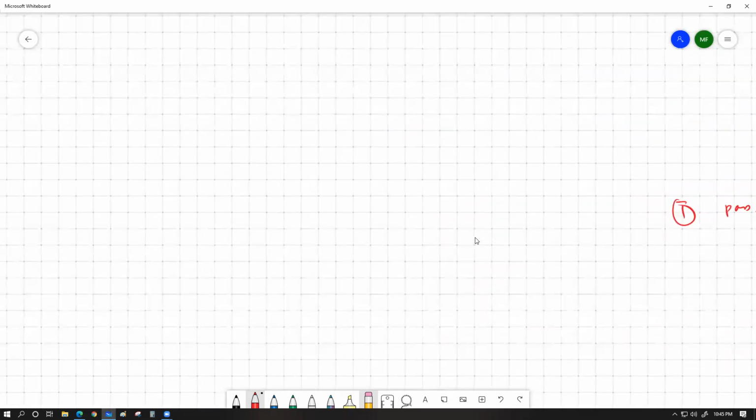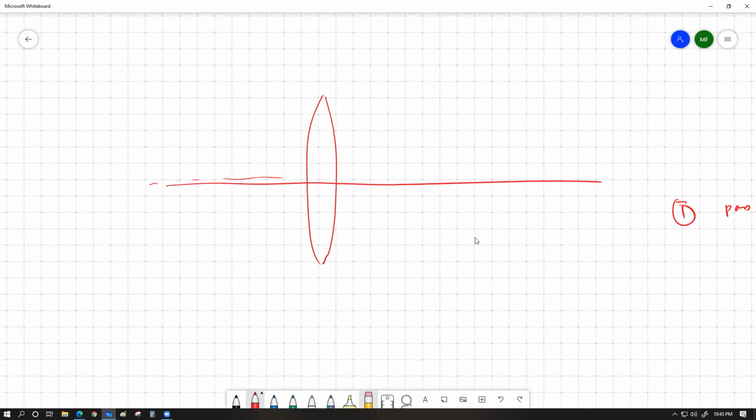So let's say we have a biconvex lens like that. This is what I call the principal axis, the center line joining the two center points over here and over here. Now in an actual case, whenever a light ray falls over here, it actually undergoes two refractions before it comes out on the other side.